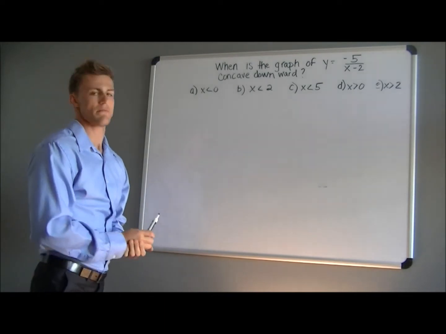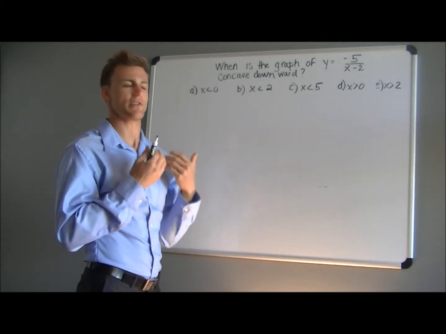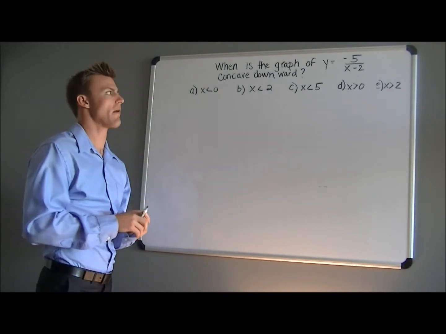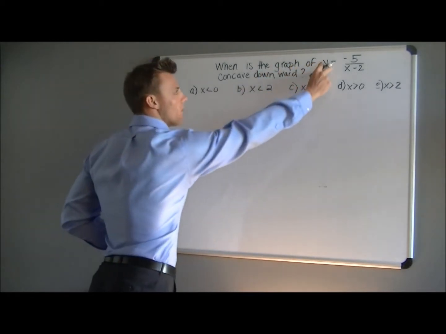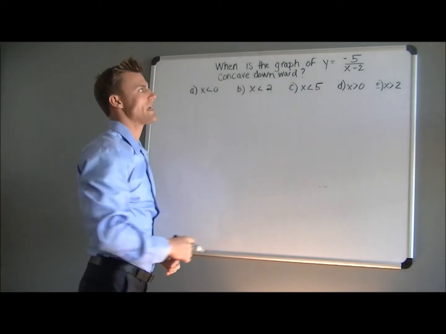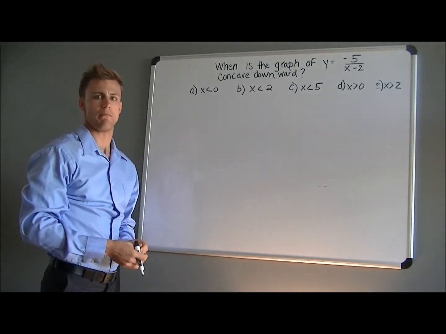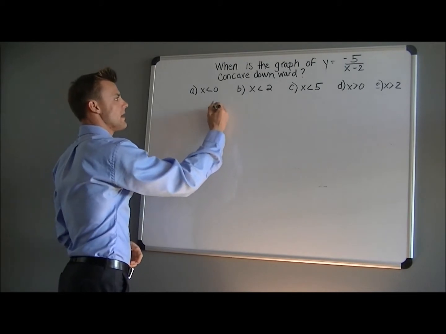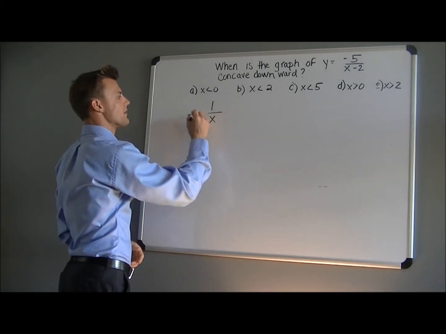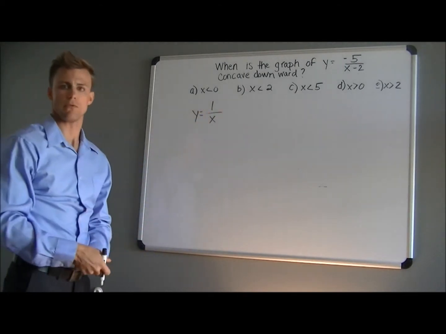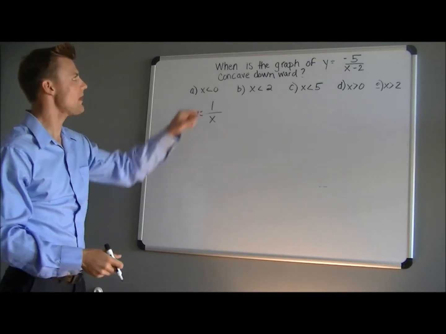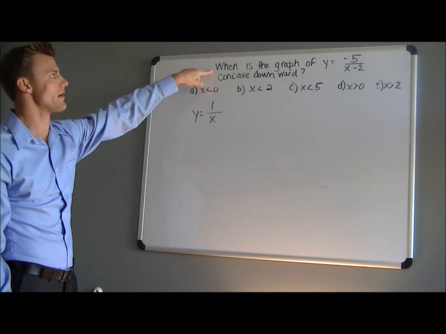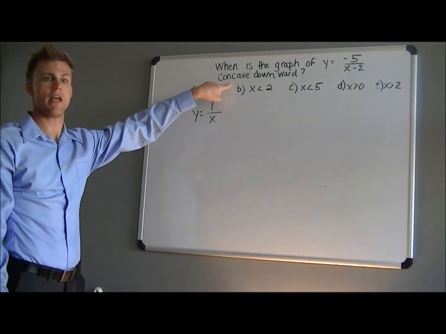We're going to use some skills that we should have learned in Algebra 2 for translations and transformations of graphs. We have the graph y equals -5 over x minus 2. That is the modified graph of the parent function y equals 1 over x. The original question asked, when is the graph of y equals -5 over x minus 2 concave downward?